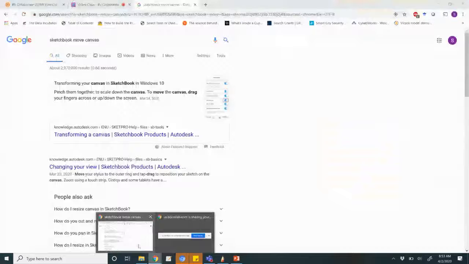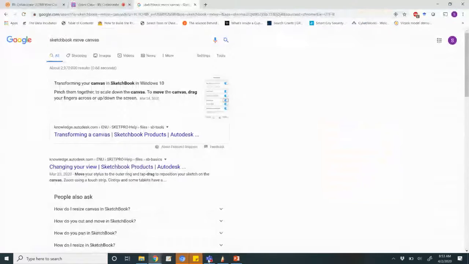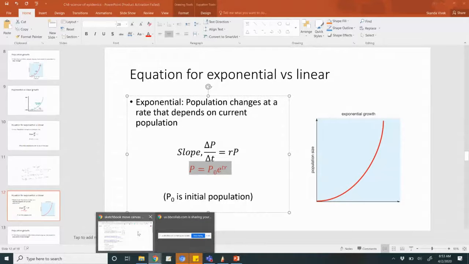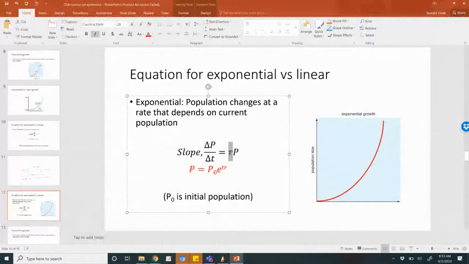Is R like the rate or something? Yeah, in this case, it's called a rate constant. It's not the same as a slope, but yes, it's a rate. What this R tells you is, for example, the coronavirus doubles every few days or something, right? So if it were a week or a month, then that would change this value of R here. That's what will change.